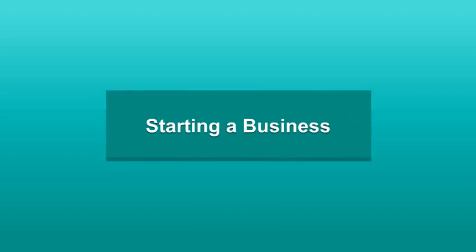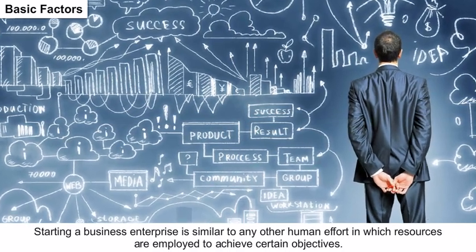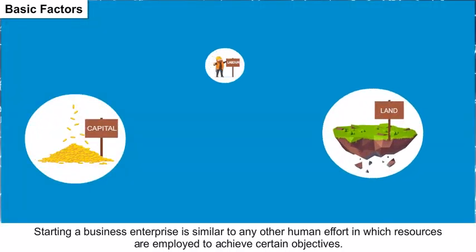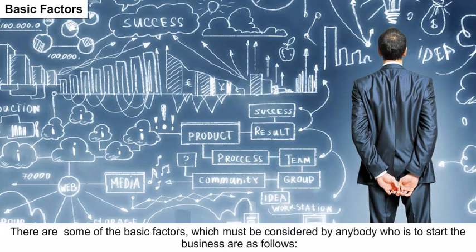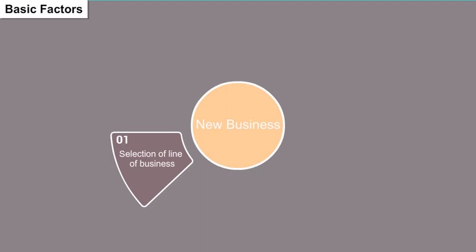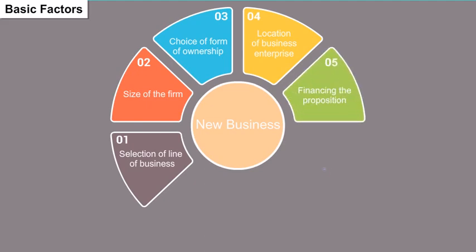Starting a business. Basic factors. Starting a business enterprise is similar to any other human effort in which resources are employed to achieve certain objectives. Some of the basic factors which must be considered by anybody who is to start the business are as follows. Selection of line of business. Size of the firm. Choice of form of ownership. Location of business enterprise. Financing the proposition. Physical facilities.